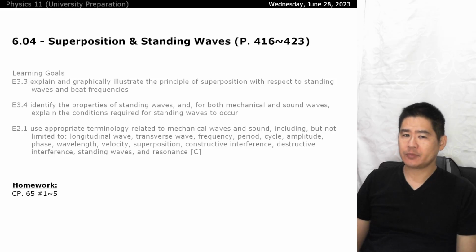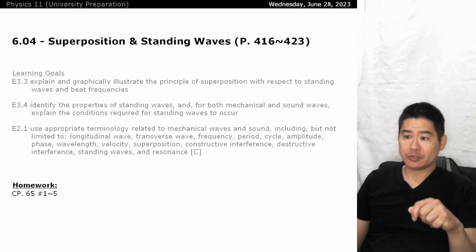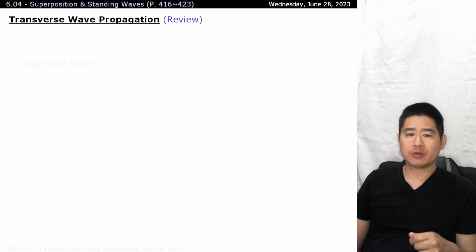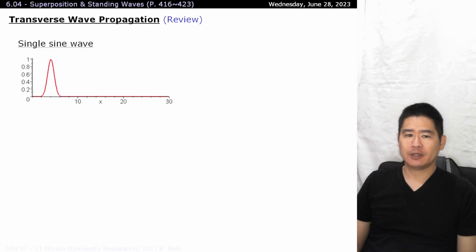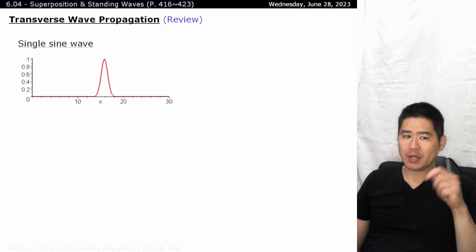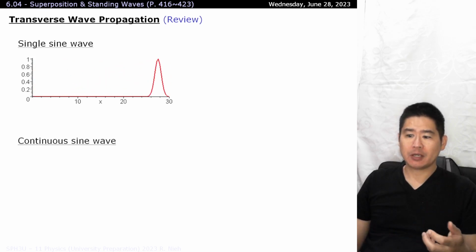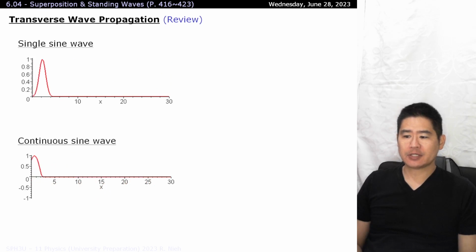Let's start with a little bit of terminology. If you take a lasso and you whip it just once, that's known as an impulse, and that will result in something that looks like a single sine wave. Now, if you take that lasso and you whip it up and down multiple times, you end up getting a waveform that looks like this, and that's known as a continuous sine wave.